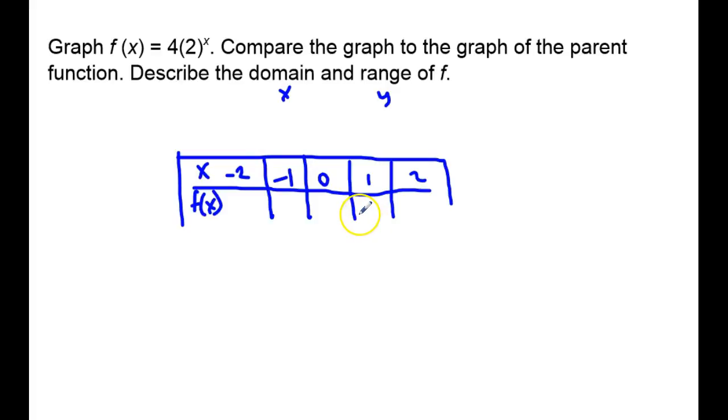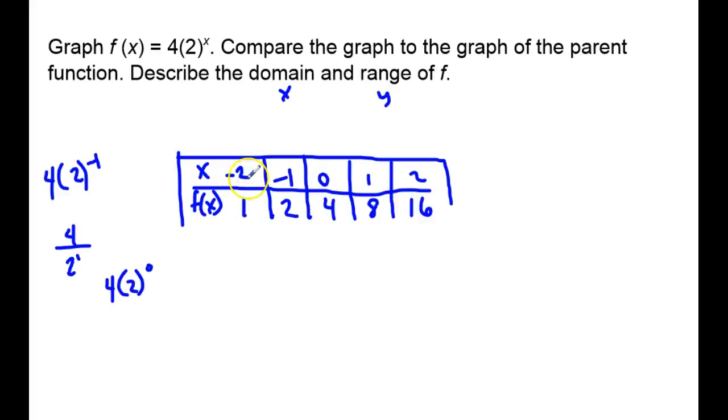So all I do here is I take my x value that I have here and I plug it into my original equation. So I've got 4 times 2 to the -1. Well, I know that a -1 flips this down, so I'm going to have 4 over 2 to the first, and I know that 2 to the first is 2, so 4 over 2 is 2. So let's look at 0. If I have 4 times 2 to the 0, 4 times this would give me 4. So I'm just going to fill in the rest of this table real quickly so we can keep going. But that's how we do this. We just plug in our values that we get for x and come up with our points.